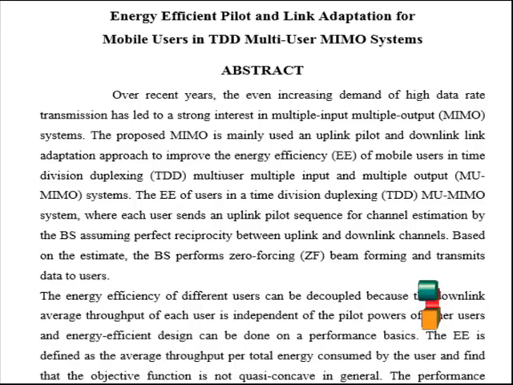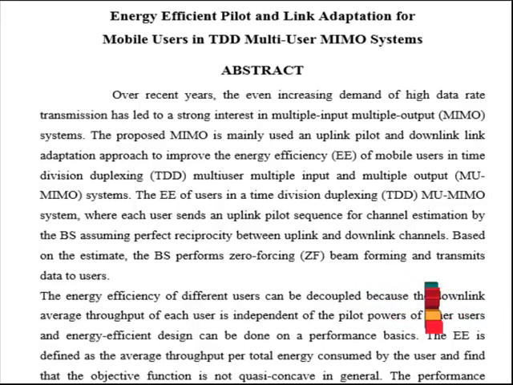The EE of users in a time division duplexing system, where each user sends an uplink pilot sequence for channel estimation by the BS, assuring perfect reciprocity between uplink and downlink channels. Based on the estimate, the BS performs zero forcing beamforming and transmits data to users. The energy efficiency of different users can be decoupled because the downlink average throughput of each user is independent of the pilot powers of the other users, and energy efficiency design can be done on a per-user basis.